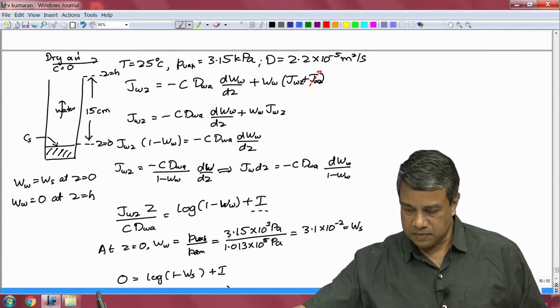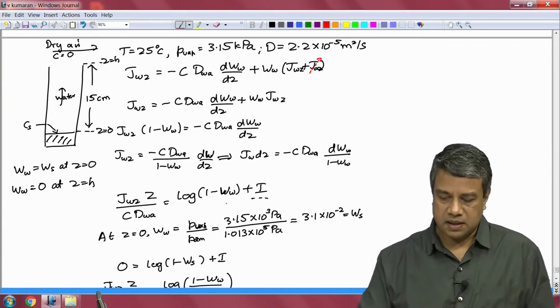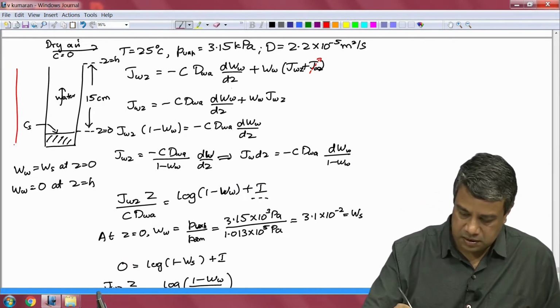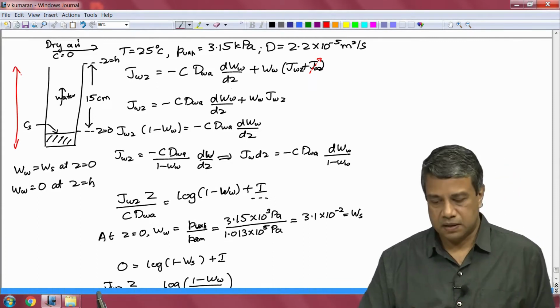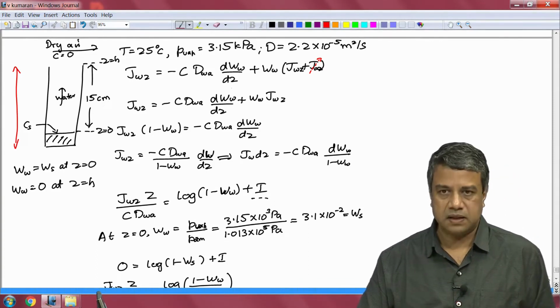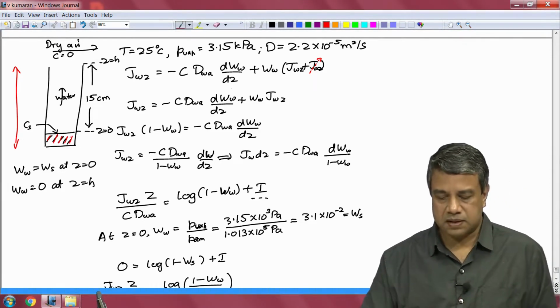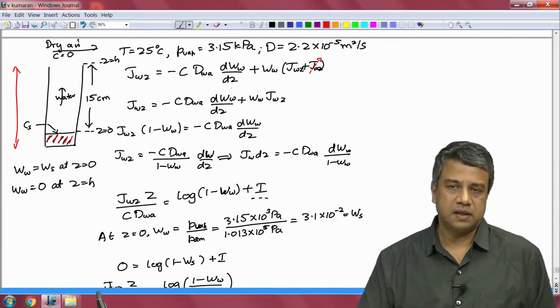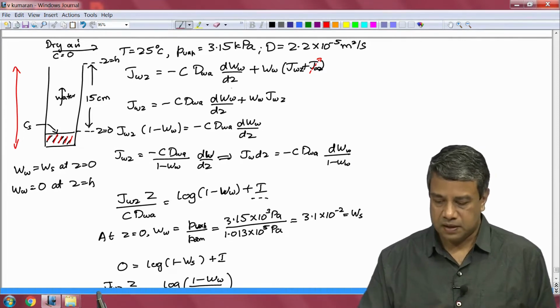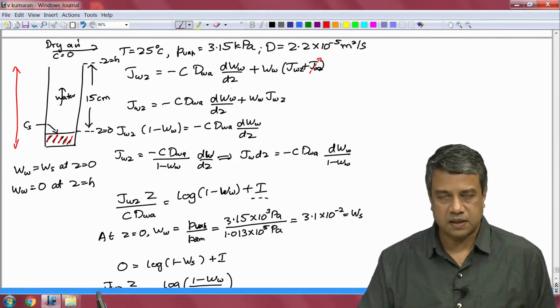We had considered one problem earlier, and that is I have a column of air with water at the bottom, and that water is evaporating into the air through this column, this tube that is 15 centimeters in length.